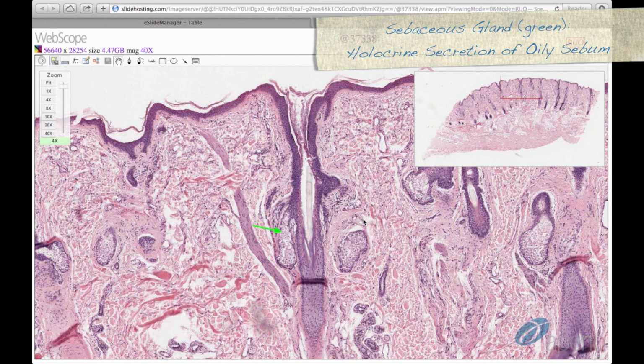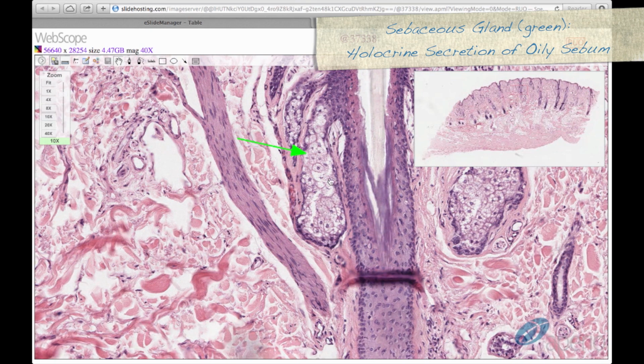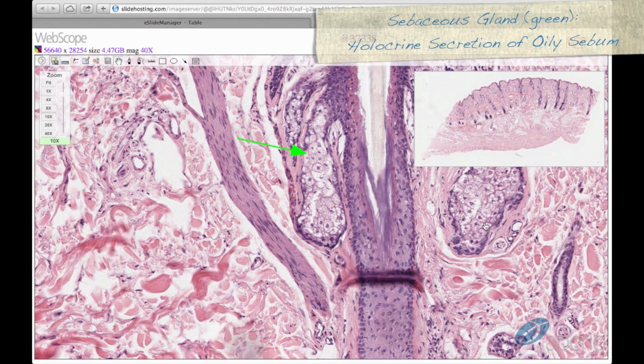Take a look at this sebaceous gland, which is indicated by the green arrow. Sebaceous glands secrete an oily substance called sebum into the hair follicle. This gland undergoes holocrine secretion, which means that the secretions are released by the rupture of the cell's plasma membrane, resulting in the release of intracellular constituents into the follicle.